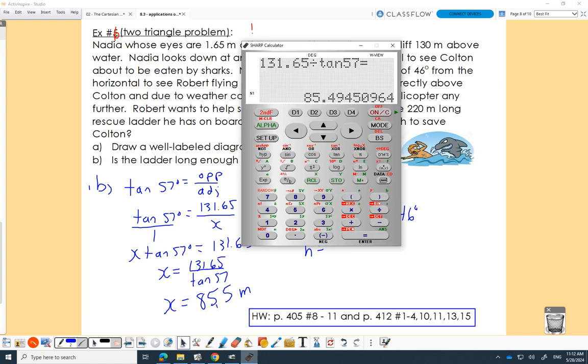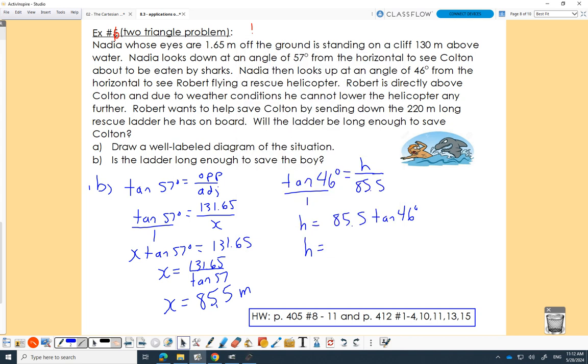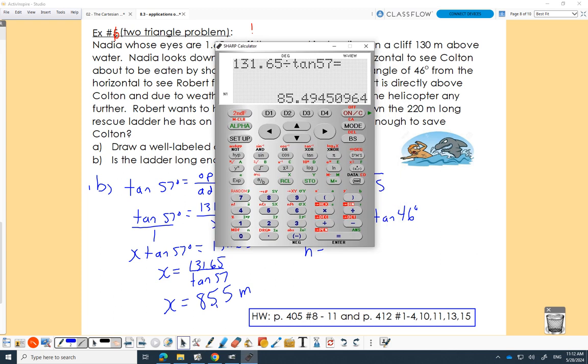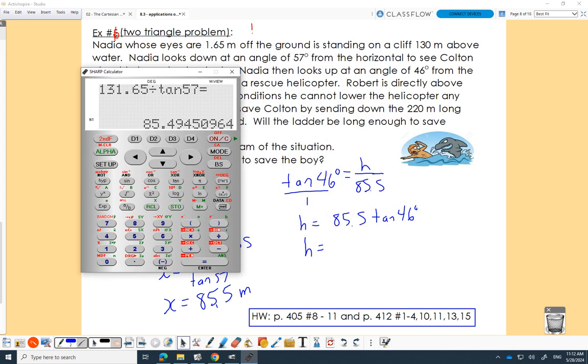You're so right that in real world situations, you wouldn't be sitting here doing these calculations. But as you were flying in from port, you might be doing these calculations going, Captain, we're going to have to risk it. The ladder's not going to make it by my calculations. You're going to have to go lower. And the captain goes, nope, I can't risk the helicopter. Colton's on his own. Or you go, yep, we're going for it. We're going downwards.